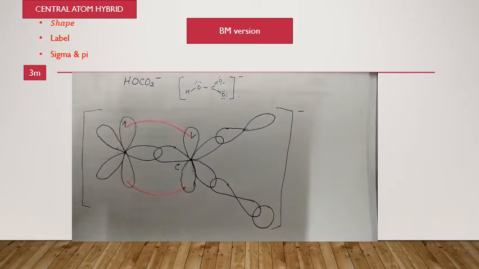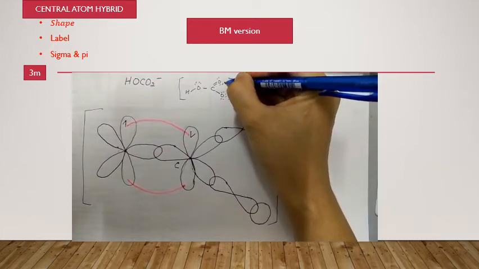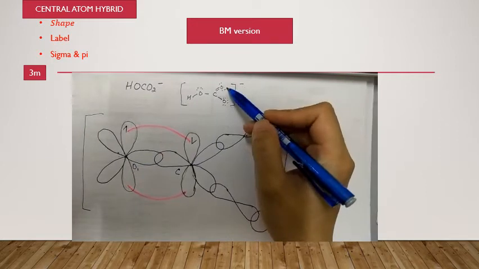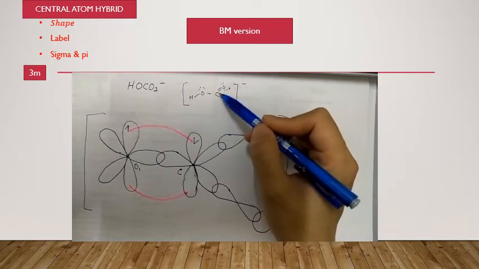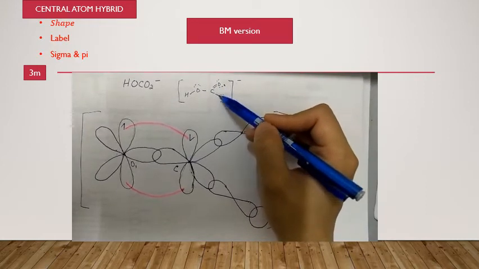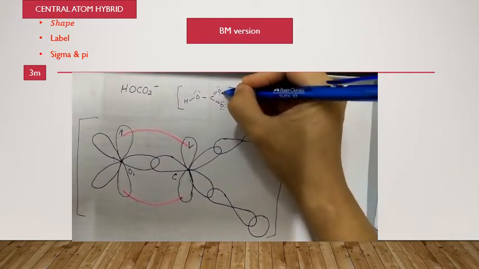Okay, this is carbon. And then ini ialah O1, kita labelkan O1. So sini ialah O1 yang bentuk pi bond dengan carbon. Jadi dia bentuk trigonal planar. Okay, dia memang kena bentuk trigonal planar. Untuk oksigen ni, dia pun bentuk trigonal planar.